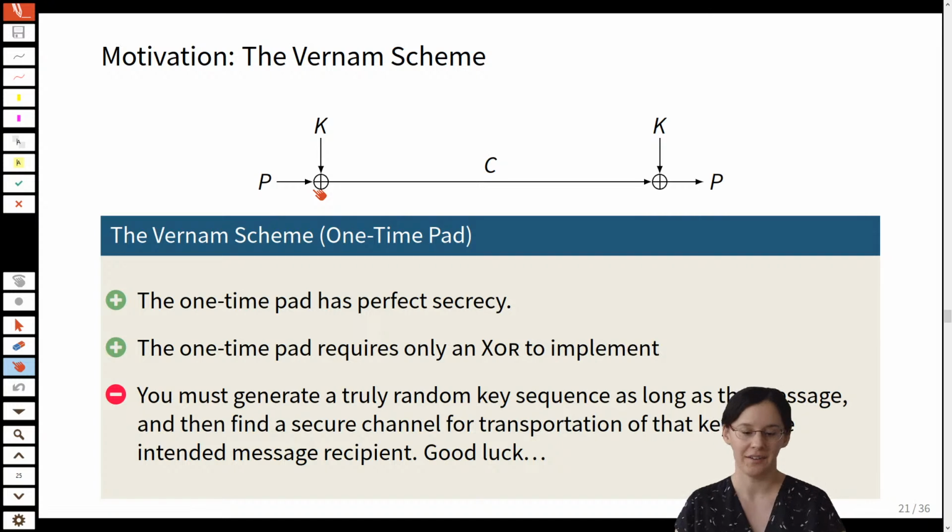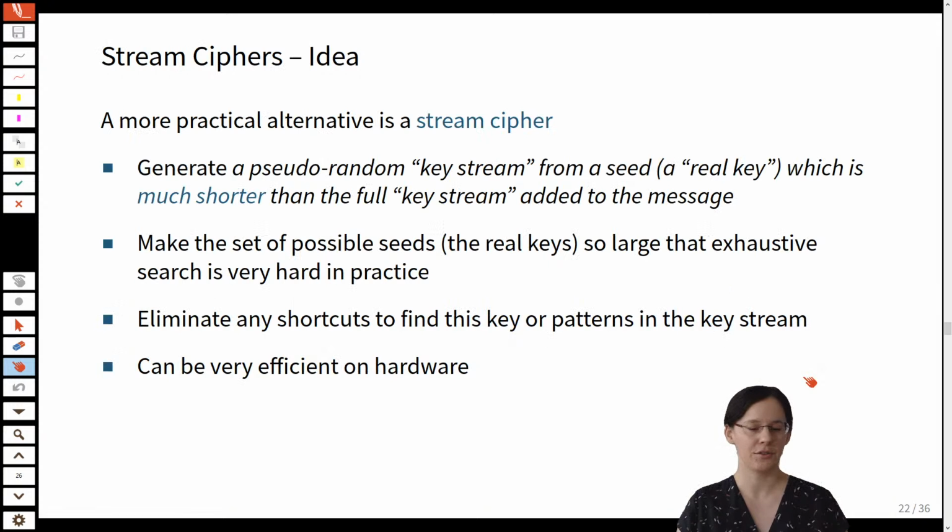So that's great, but of course it comes with a big downside, namely that it's usually not practical to generate such a key, to distribute such a key, and to keep it secure. And also you cannot extend this in any way to provide authenticity. So some good things, but some rather bad things. And what stream ciphers try to do is they try to make a practical implementation of this approach.